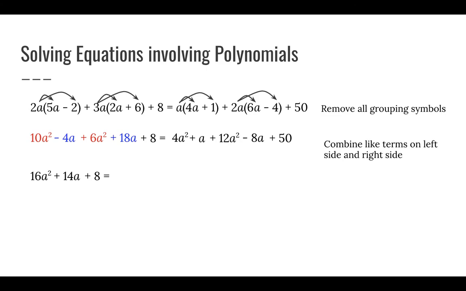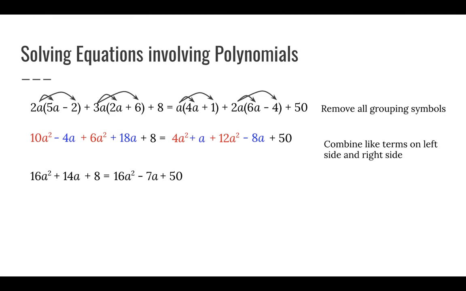I'll move over to the right side. 4a squared and 12a squared are like terms, so I'm going to add those together and get 16a squared. I have a and negative 8a. I'm going to combine those together to give us negative 7a. And the 50, no like terms yet, so I'm going to leave that with the right side. So I'm getting closer to solving this thing for a.